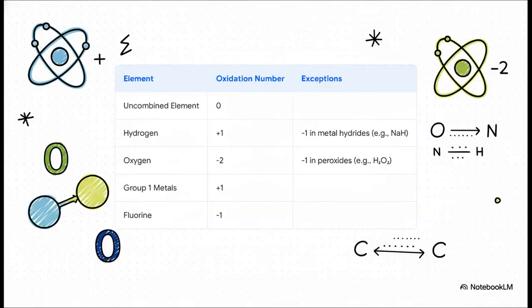And like any good accounting system, there are a few ground rules. An element all by itself is at 0. Hydrogen is almost always a +1, and oxygen is usually a -2. Get these rules down and you're pretty much set for most situations.